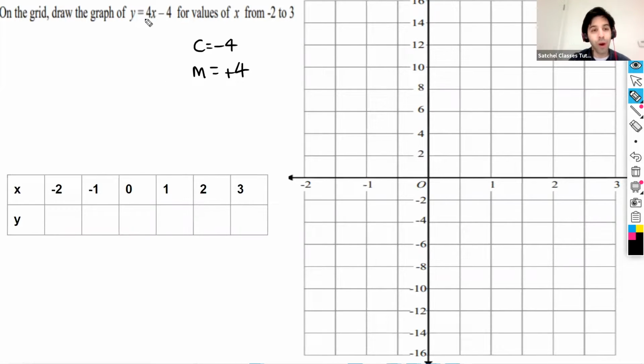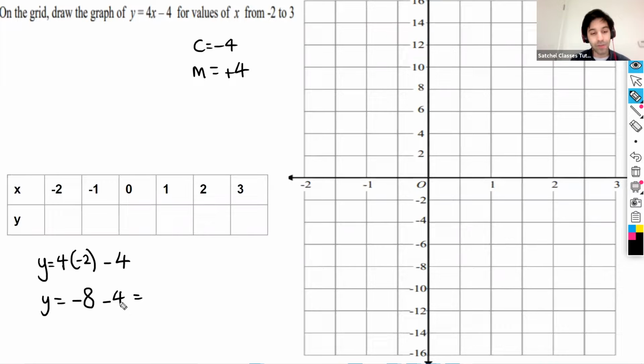So I have y equals 4x minus 2. So instead of x, I'm going to substitute this value here, so minus 2. So y is equal to 4 times minus 2, minus 4. Well, 4 times minus 2, a positive multiplied by a negative will still give me a negative answer. So that's going to be minus 8 minus 4.